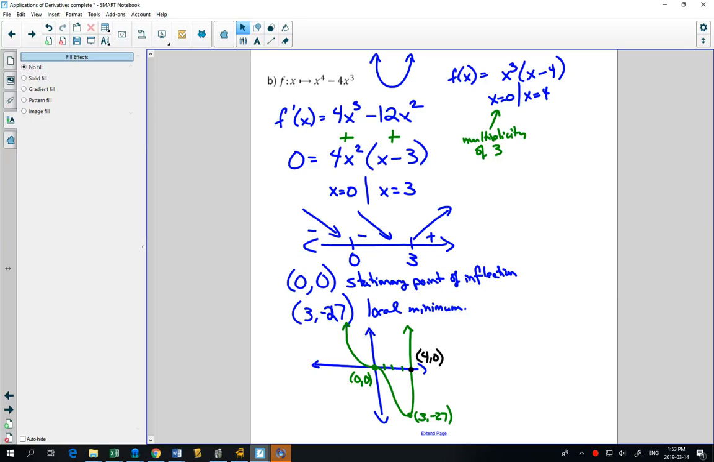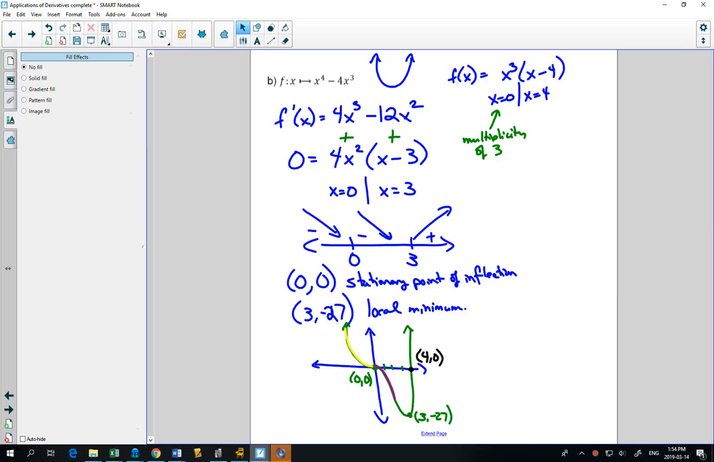And because it has a multiplicity of 3, in grade 12 pre-calculus, I know I used the word that it bends when it goes through the x-axis. If it had a multiplicity of 2, it bounced off the x-axis. If it has a multiplicity of 3 or 5 or 7, any odd number, it bent when it went through. Well, now we can see why it's bending, because it has to change concavity, right? Here we've got concave up. Here we have concave down. So it's changing concavity. That's what an inflection point does.